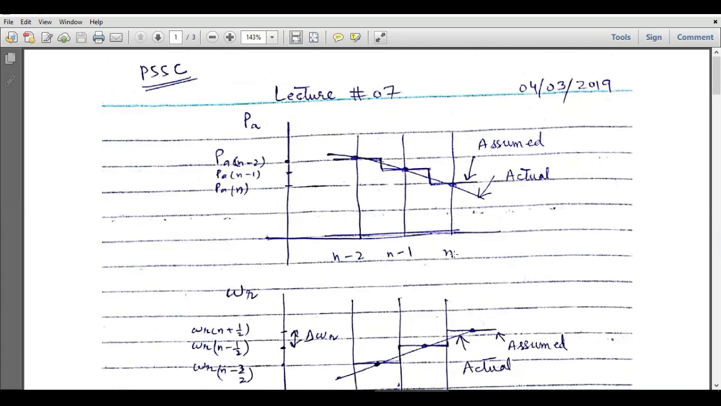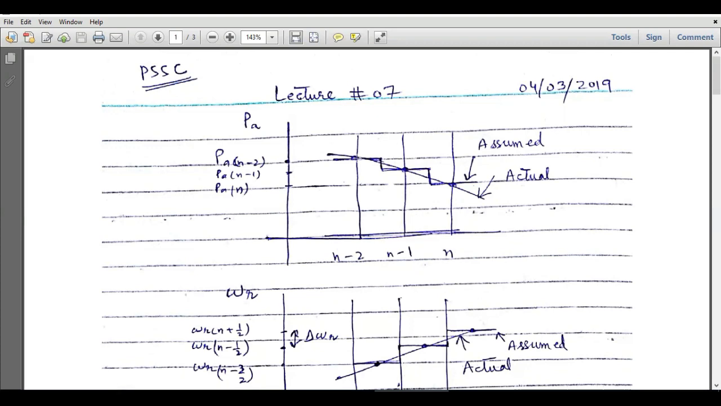We have three time steps which are considered in this step-by-step or point-by-point solution method. This is time step n, this is time step n minus 1, and this is time step n minus 2. At this point, we have a power value which is equal to PA at n. At this point, we have the power value PA at n minus 1, and this is PA at n minus 2.